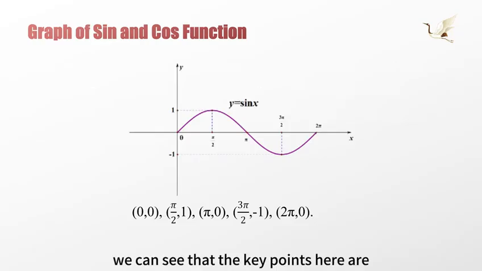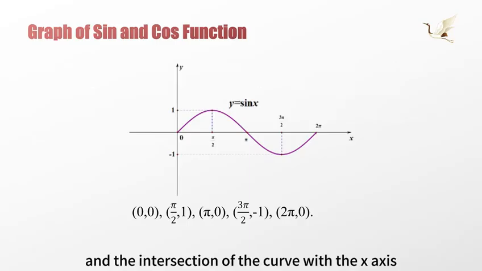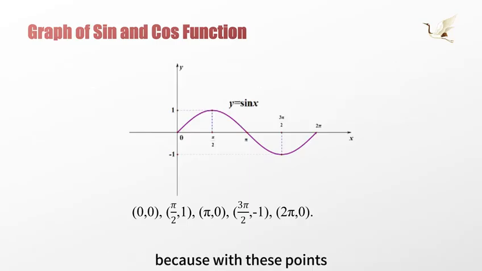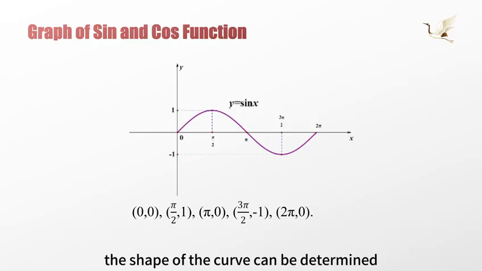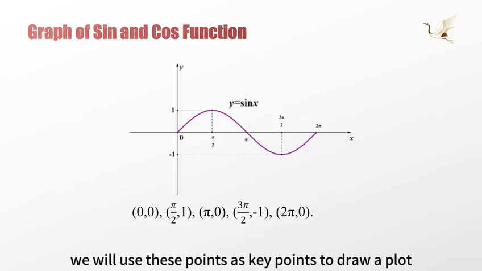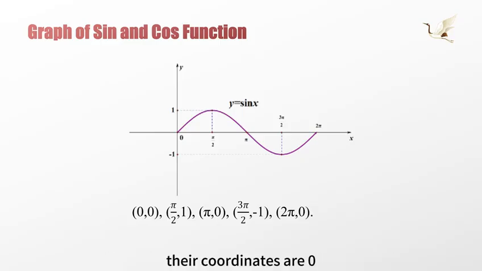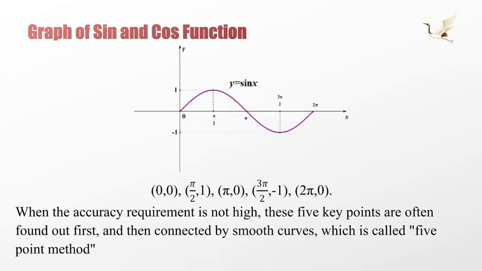We can see that the key points here are the maximum point, the minimum point, and the intersection of the curve with the x-axis. Because with these points, the shape of the curve can be determined, so we will use these points as key points to draw a plot. Their coordinates are (0, 0), (π/2, 1), (π, 0), (3π/2, -1), and (2π, 0).